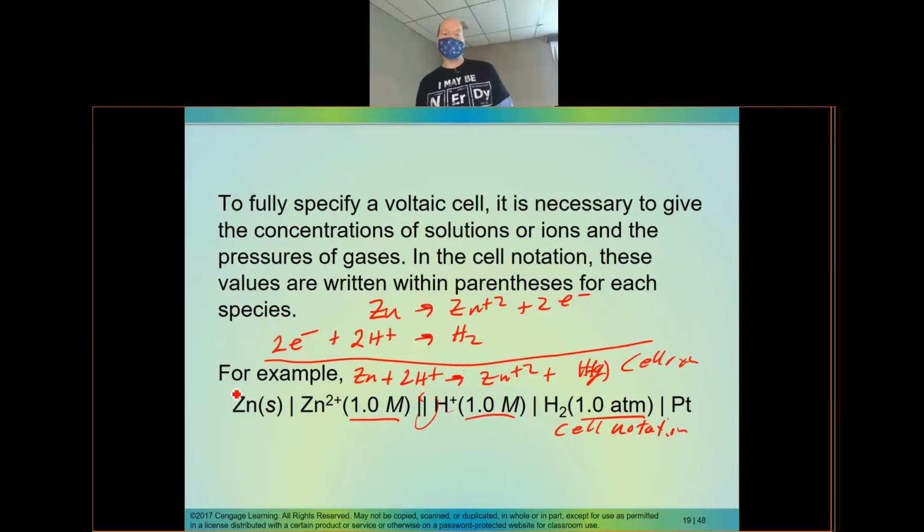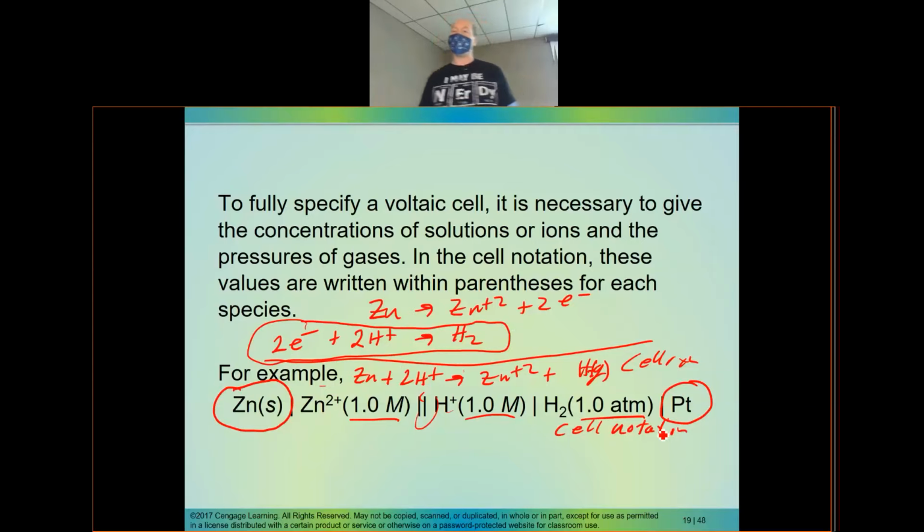All cell notations must start with a solid that you can clip to. It must end with a solid you can clip to. Since hydrogen does not have a solid in this reduction half reaction, it is required to use a platinum solid. It is an inert solid that will not affect your reaction.